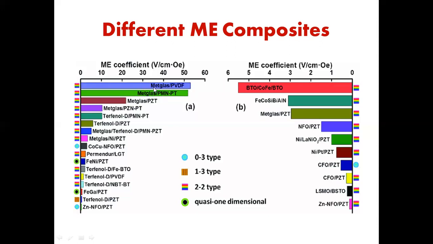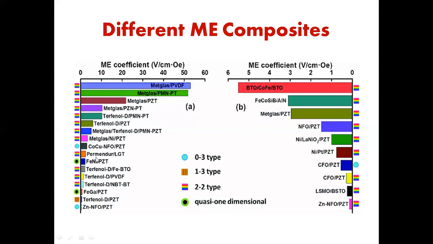And on this side, you can see the highest value of the magnetoelectric coefficient is obtained for this bilayer of Metglas and PVDF, polyvinylidene fluoride, which is a piezoelectric material. The same value is also obtained for this bilayer of Metglas and PMN-PT, and for some others: Metglas with PZT, Terfenol-D with PMN-PT.